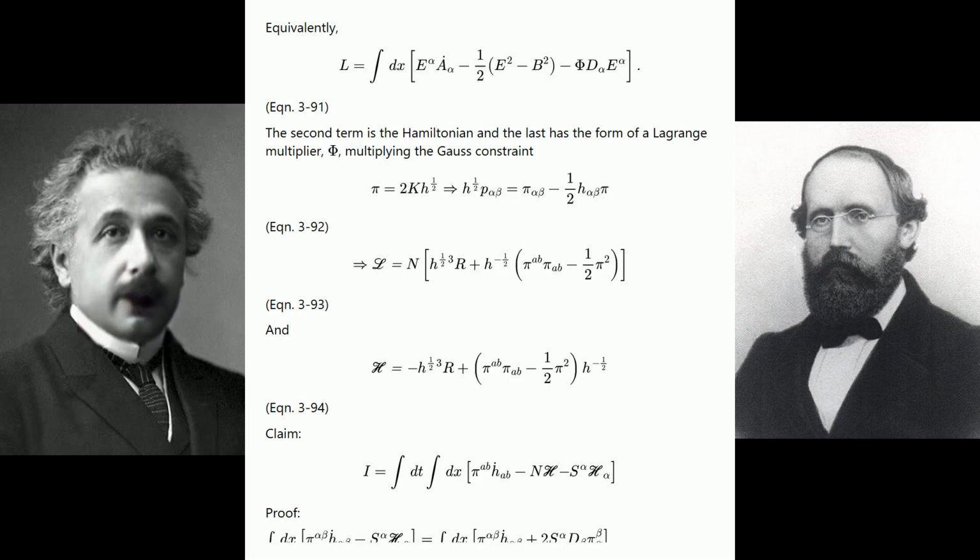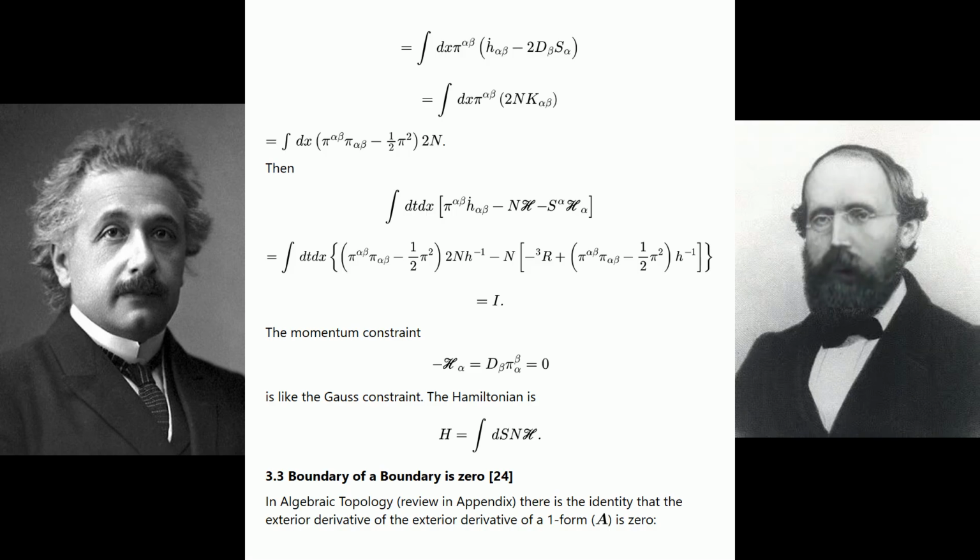Claim. See the equation shown. Proof. The integral of d^3x times pi to the alpha beta h dot sub alpha beta minus s to the alpha script h sub alpha equals the integral of d^3x times pi to the alpha beta h dot sub alpha beta plus 2s to the alpha d sub beta pi sub alpha to the beta. See the following group of equations. Equals the integral of d^3x times pi to the alpha beta pi sub alpha beta minus 1/2 pi squared times 2n. Then see the equations.